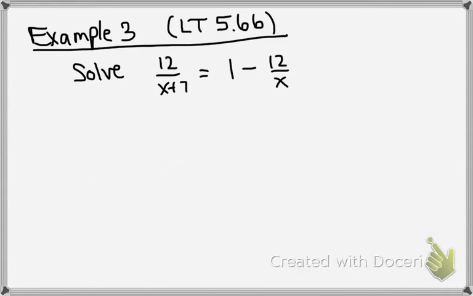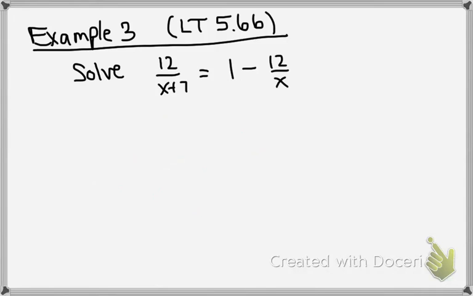So now let's look at another example where we have to use this least common denominator method. This is example 3, and again, learning target 5.6b. They want us to solve the equation 12 over x plus 7 equals 1 minus 12 over x. Again, the very first step is always to factor the denominator. The last one didn't need any factoring. This one also, when I look at the denominators, I have linear factors, so I don't need to factor the denominators.